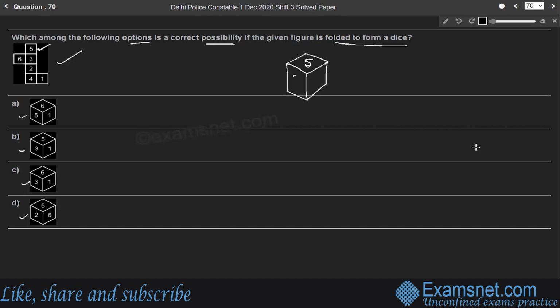So let us consider 3 as front part. Then 6 becomes left part of the dice. So 2 becomes bottom part. 2 will be bottom, and 6 will be left, 3 becomes front, and 5 becomes top. Right? So what about 4 and 1? So when 4 is folded, so look at 4, this part, and 2 also. So one is top, another is front, another is left, right?